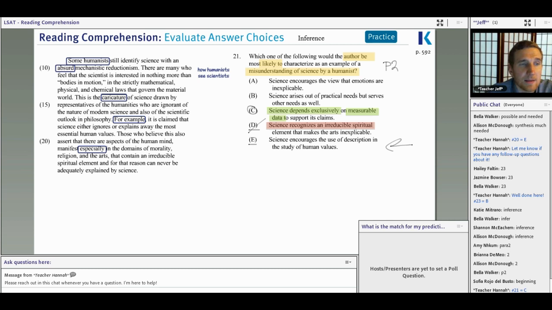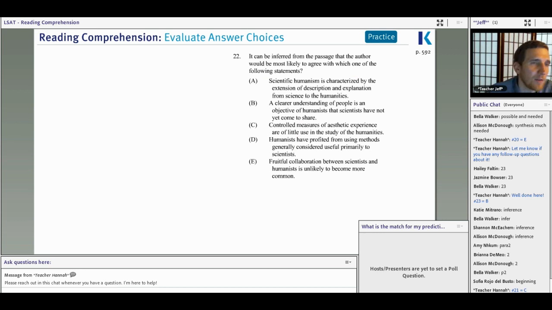Last but not least, E says science encourages the use of description and study of human values. Human values is something that's talked about later, not in paragraph 2, not in the area we need, so we can go ahead and eliminate this choice. Once again, by knowing where to research, it can really help you refine your search. Okay, moving on to 22.